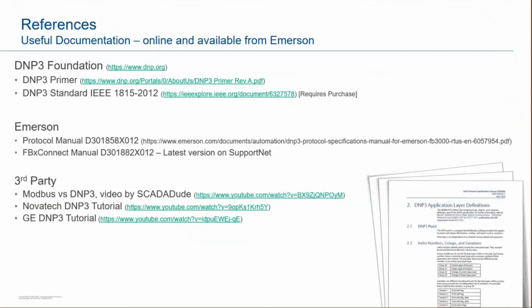The first thing I'd say is the DNP3 Foundation is a user group that supports and writes the standard and takes input from users and vendors as to how to move forward. They're at www.dnp3.org. There's actually a free primer document describing DNP3, going into a little more detail than I have today, which they have available at their website. If you search on Google for DNP3 primer, you'll find it.